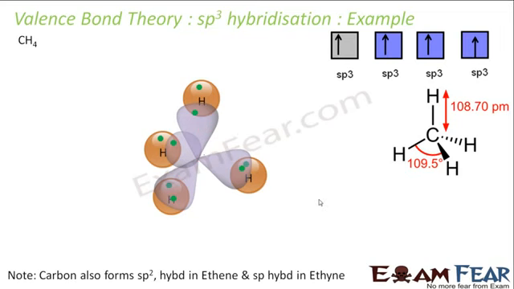Please note, carbon also forms sp2 hybridization in the case of ethene and sp in ethyne. So carbon forms sp3, sp2, and sp. We'll take both these examples now.